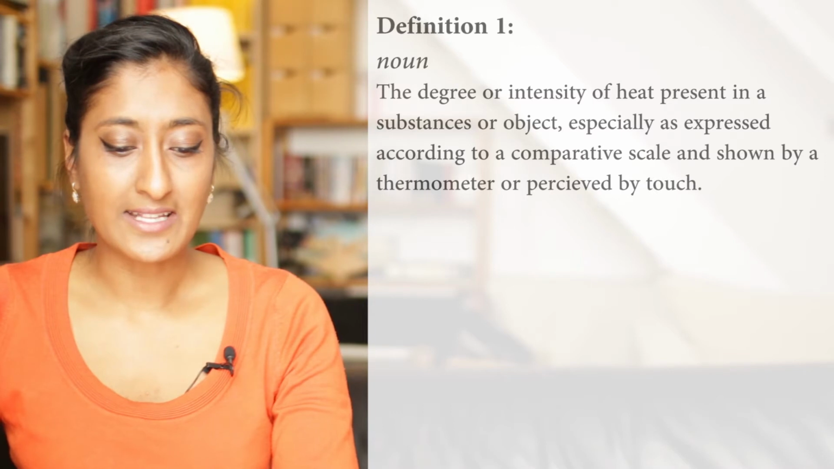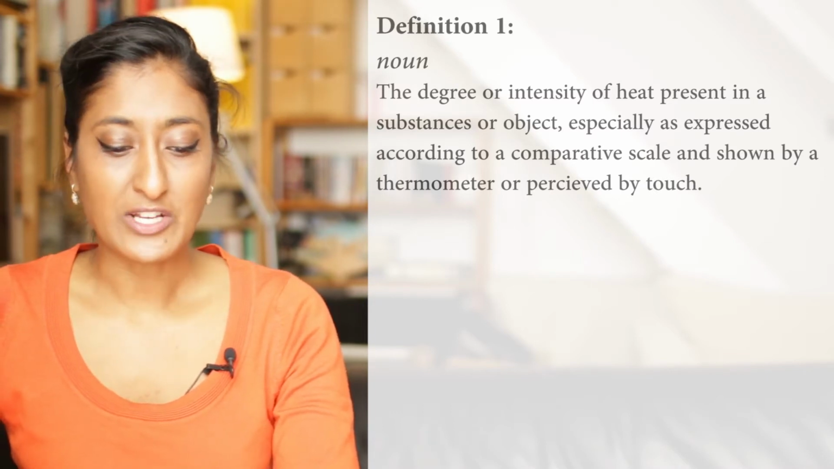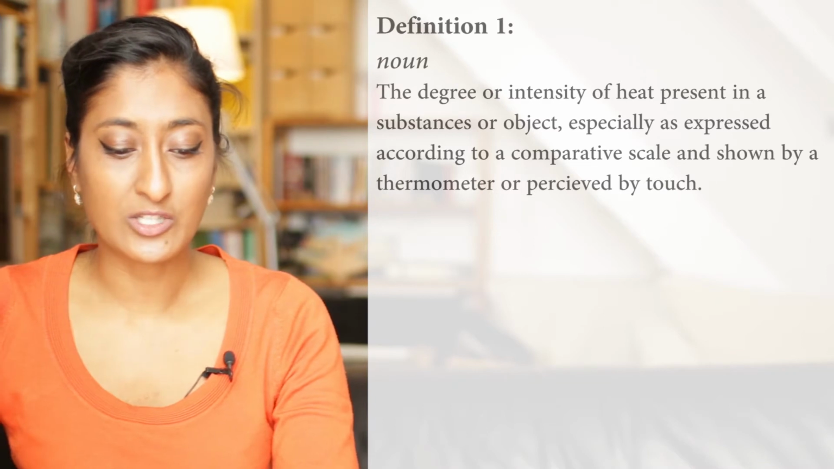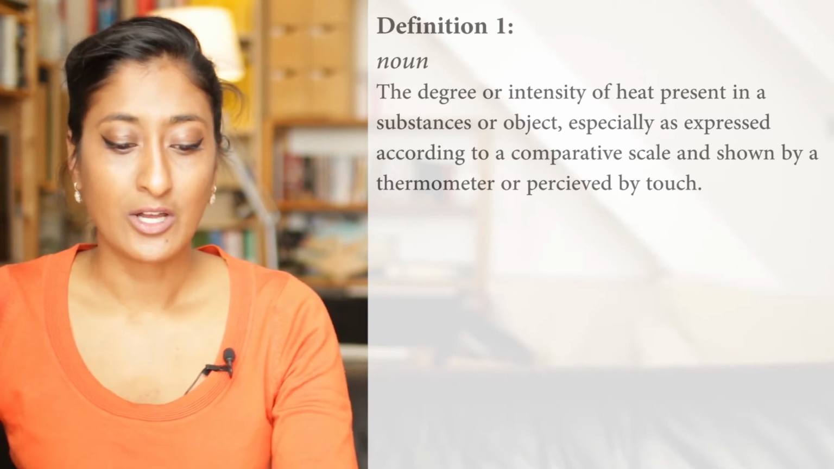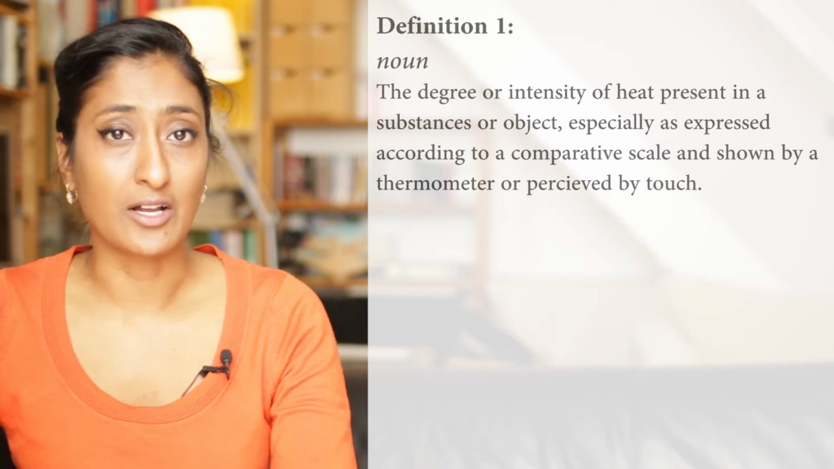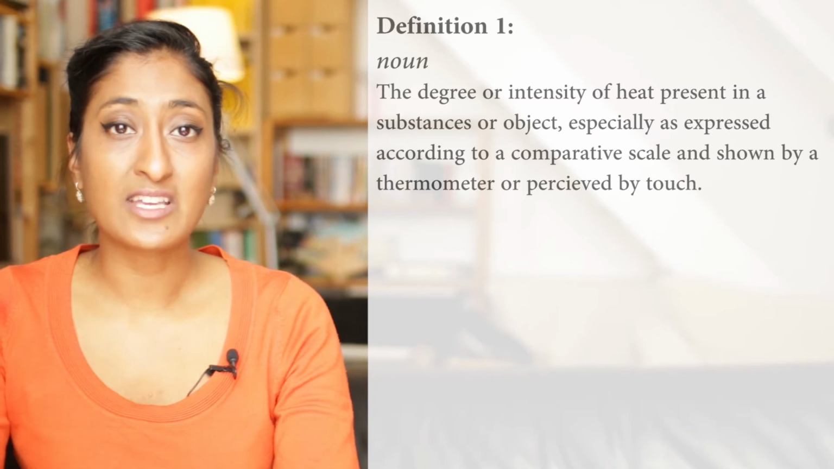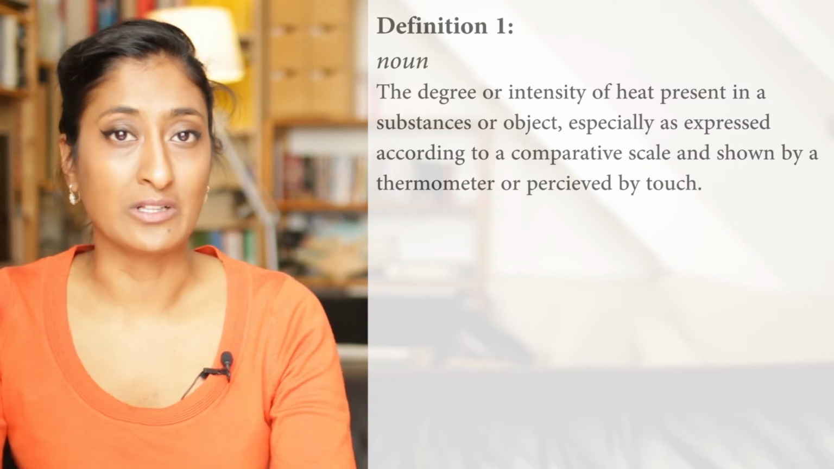Let's have a look at the dictionary definitions. Definition 1. The degree or intensity of heat present in a substance or object, especially as expressed according to a comparative scale shown by a thermometer or perceived by touch. Here's an example sentence. At a temperature of 0 degrees, water will freeze.